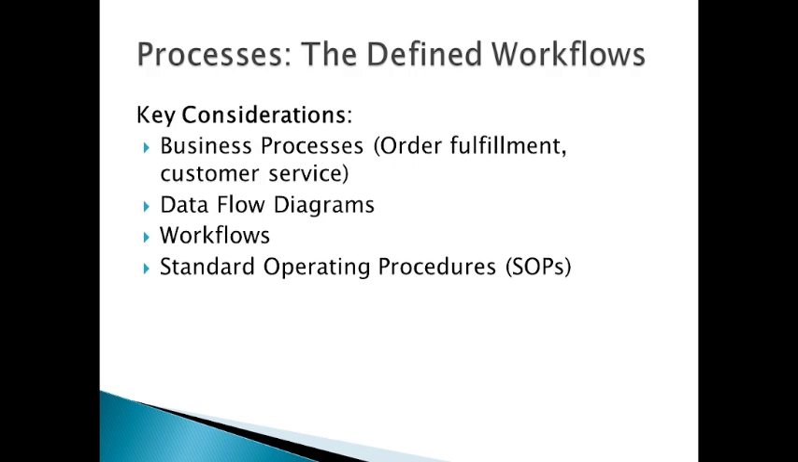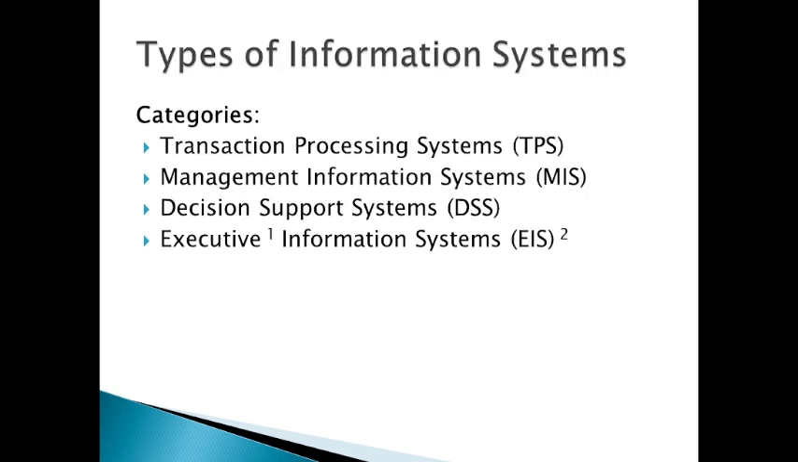Now let's look at the types of information systems. Information systems can be categorized based on their primary purpose and the organizational level they serve. This helps us understand their significant and specific functions and how they contribute to overall organizational success.